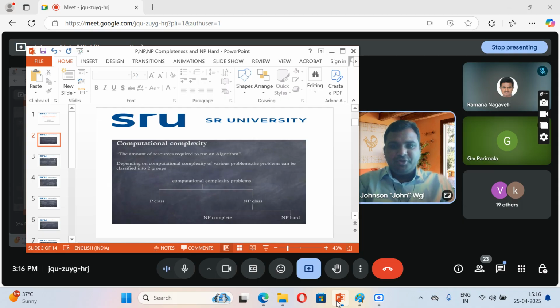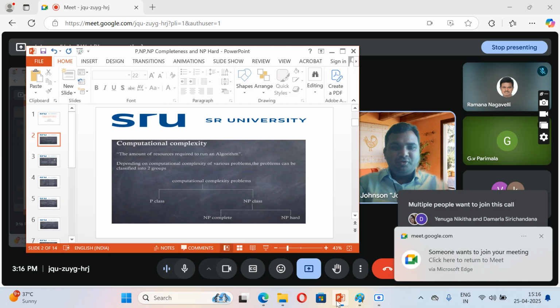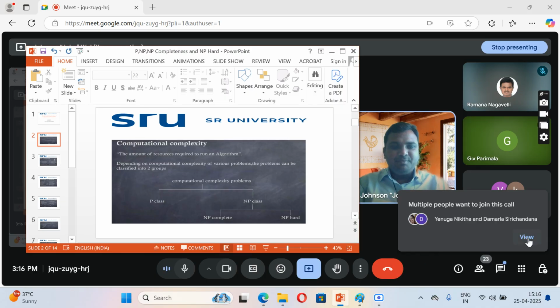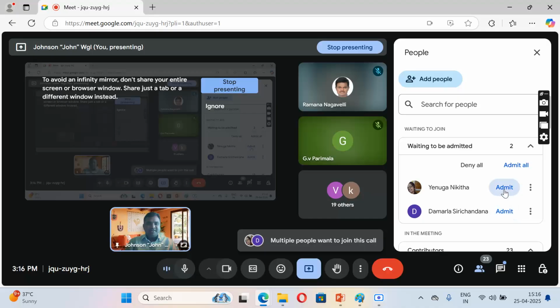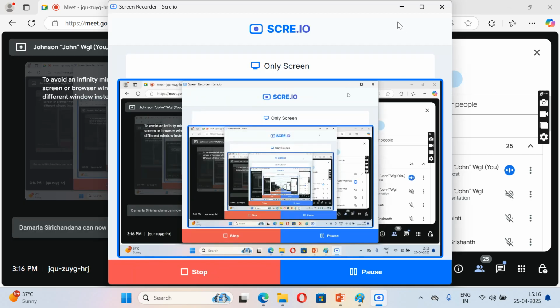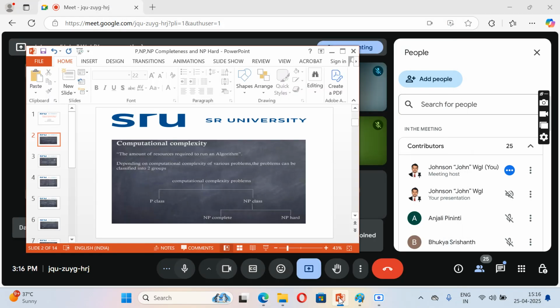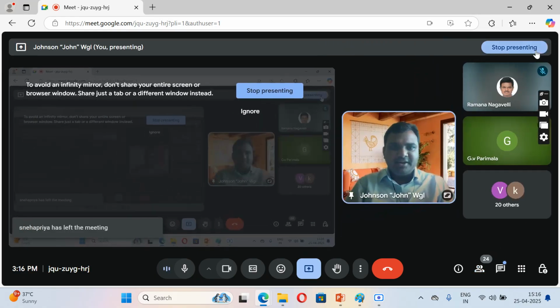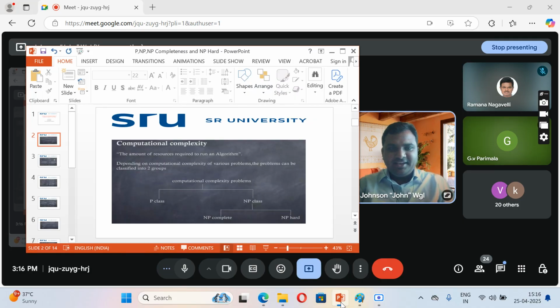Coming to our topic, the name is computational complexity. Computational complexity is run through the P and NP problems. Here you can see that in computational complexity we are mainly focusing on two groups. One group is the P group and another group is the NP group. Then the P class and NP class, and in that NP class we have NP-complete and NP-hard.